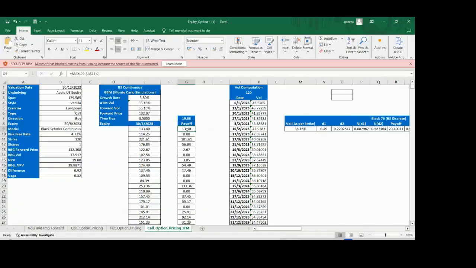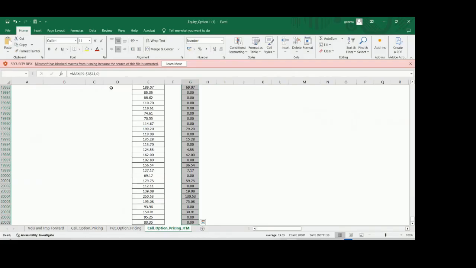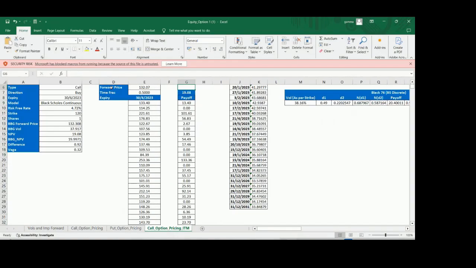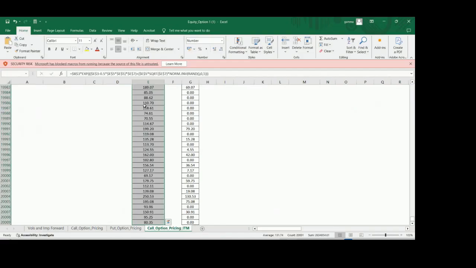If you see what I have done, max of E9, that is ST, the simulated stock price, minus strike price, comma 0, right? I just calculate the payoff across the 10,000, 20,000 stock prices, and I just do the average. This average value is my market value, right? So if you see, this is the third-party value, our value is 19.08, the difference is hardly 0.92 or close to 1 cent, right?